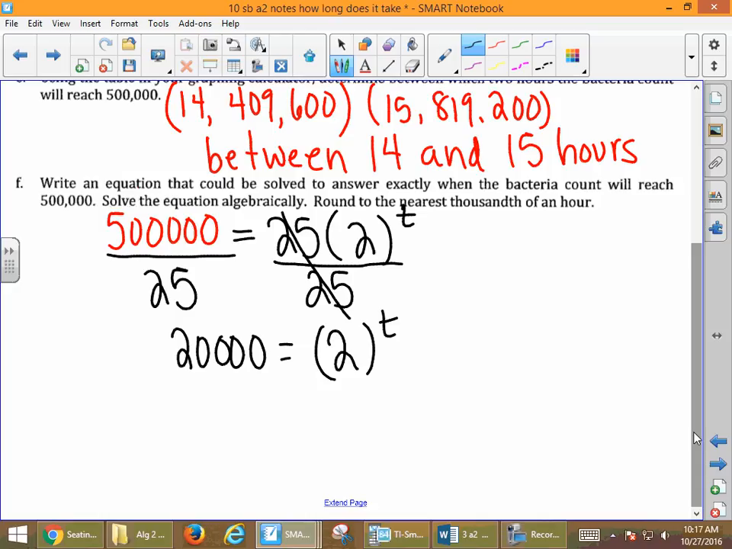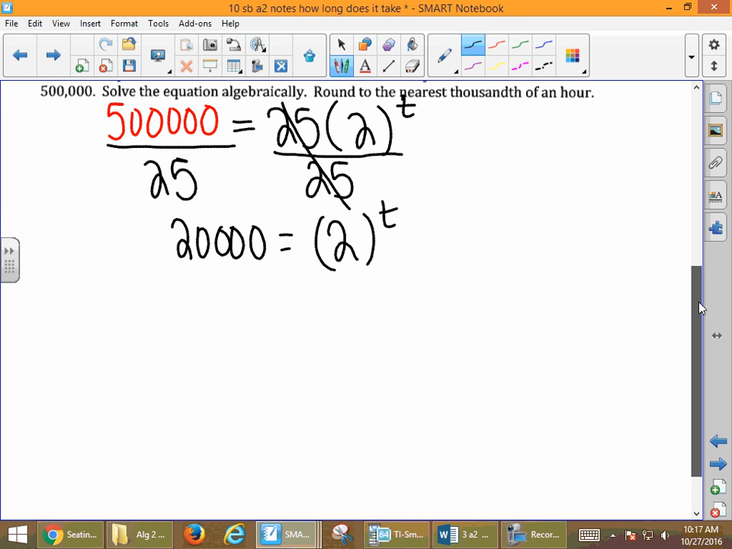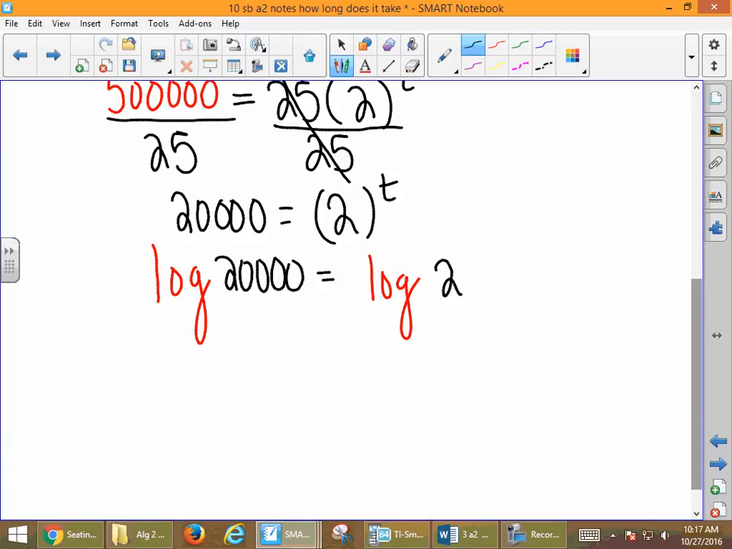Well, now this problem should look very familiar. At least the format of this problem should look really familiar, because that's what we spent our time on this week. We spent our time putting a common logarithm in on the left, and a common log in on the right. So we're going to get log of 20,000 equals log of 2 to the t.